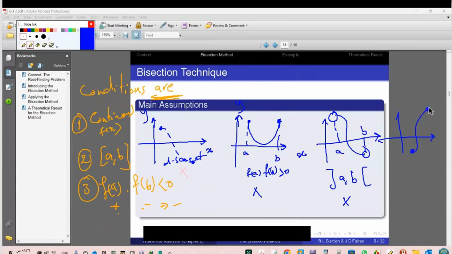Last case, I need something continuous, either this or you can use this, also is correct. Closed A, closed B, if A, if B are negative. Multiply: if A is positive and B is negative, or A is negative and B is positive, all are correct. Any question about this? Take care of these conditions. It's very, very important.